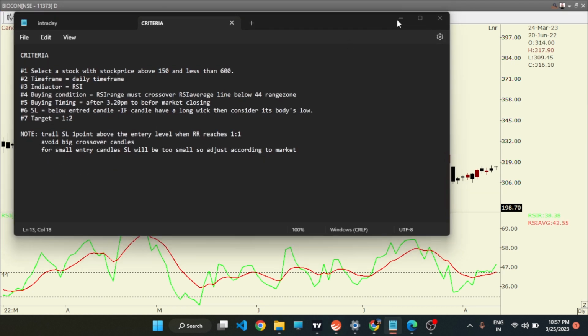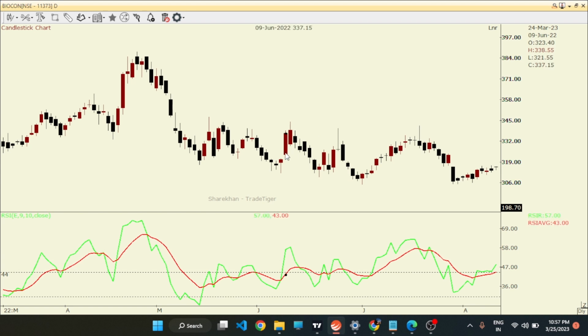Avoid big crossover candles. As you can see, this is a big crossover candle, and as you can see, this is a healthy candle too. We can't avoid it. So this is quite a drawback for me to identify. We need to put some extra effort to identify these kind of things. So I'm trying to find. So after that, as you can see, this whole zone takes every entry to stop loss.